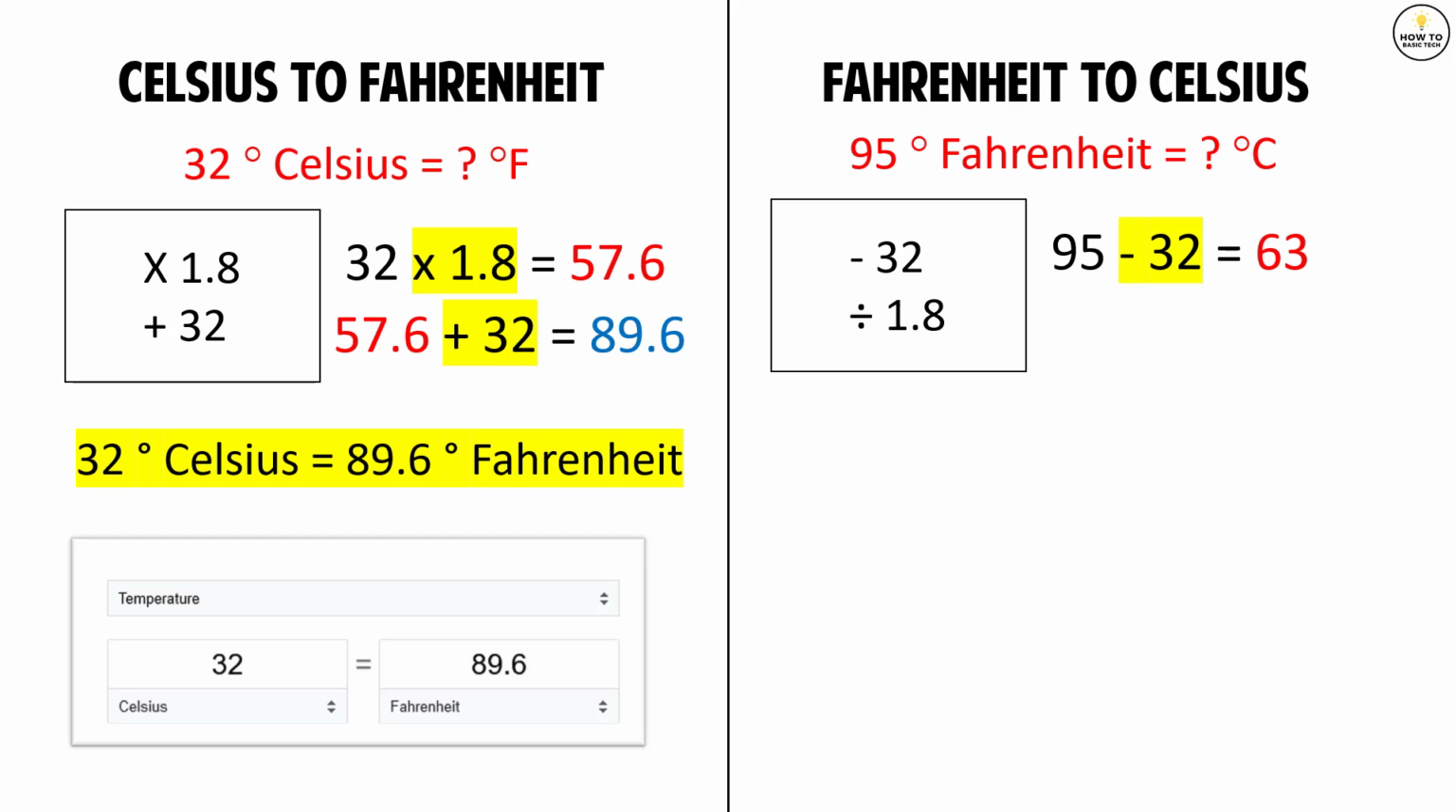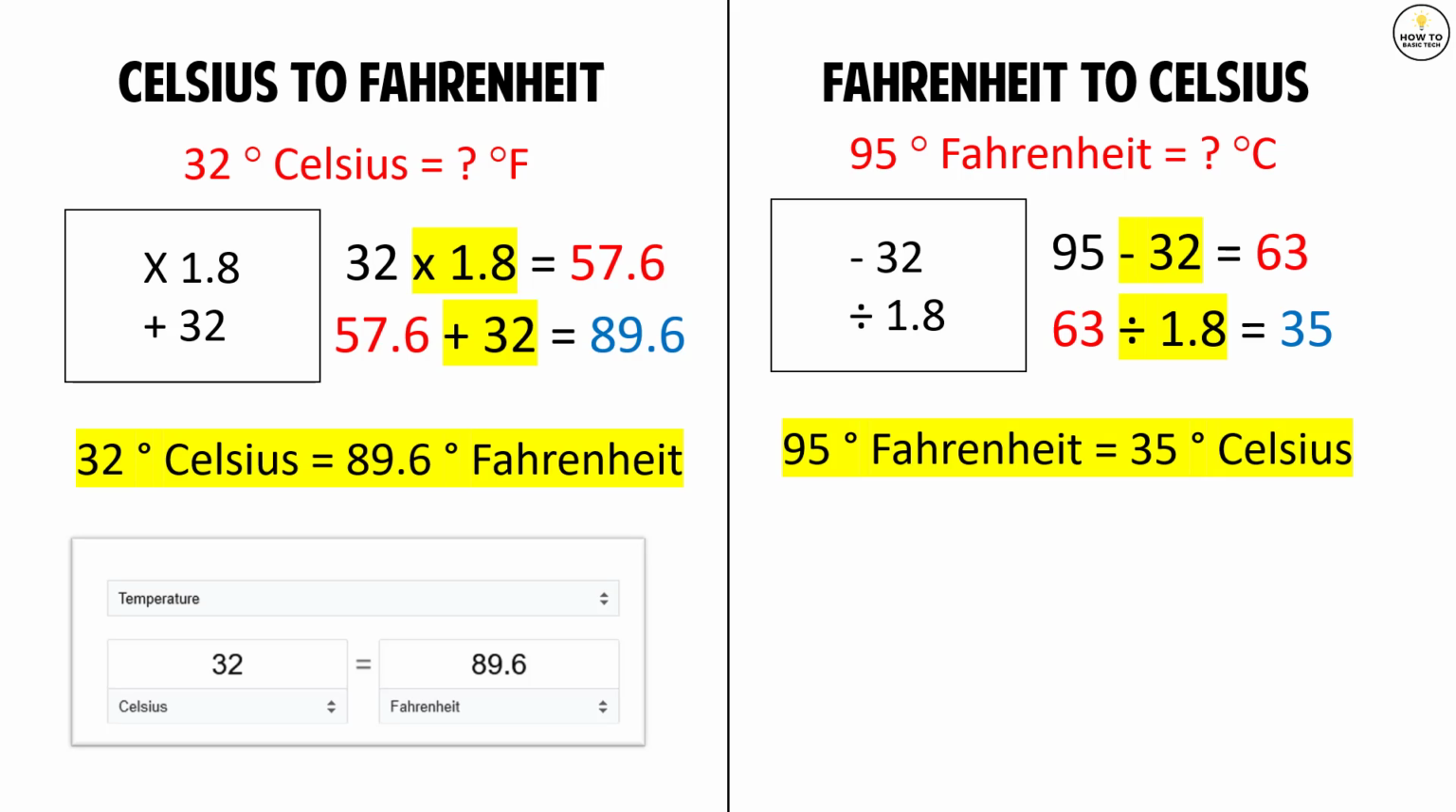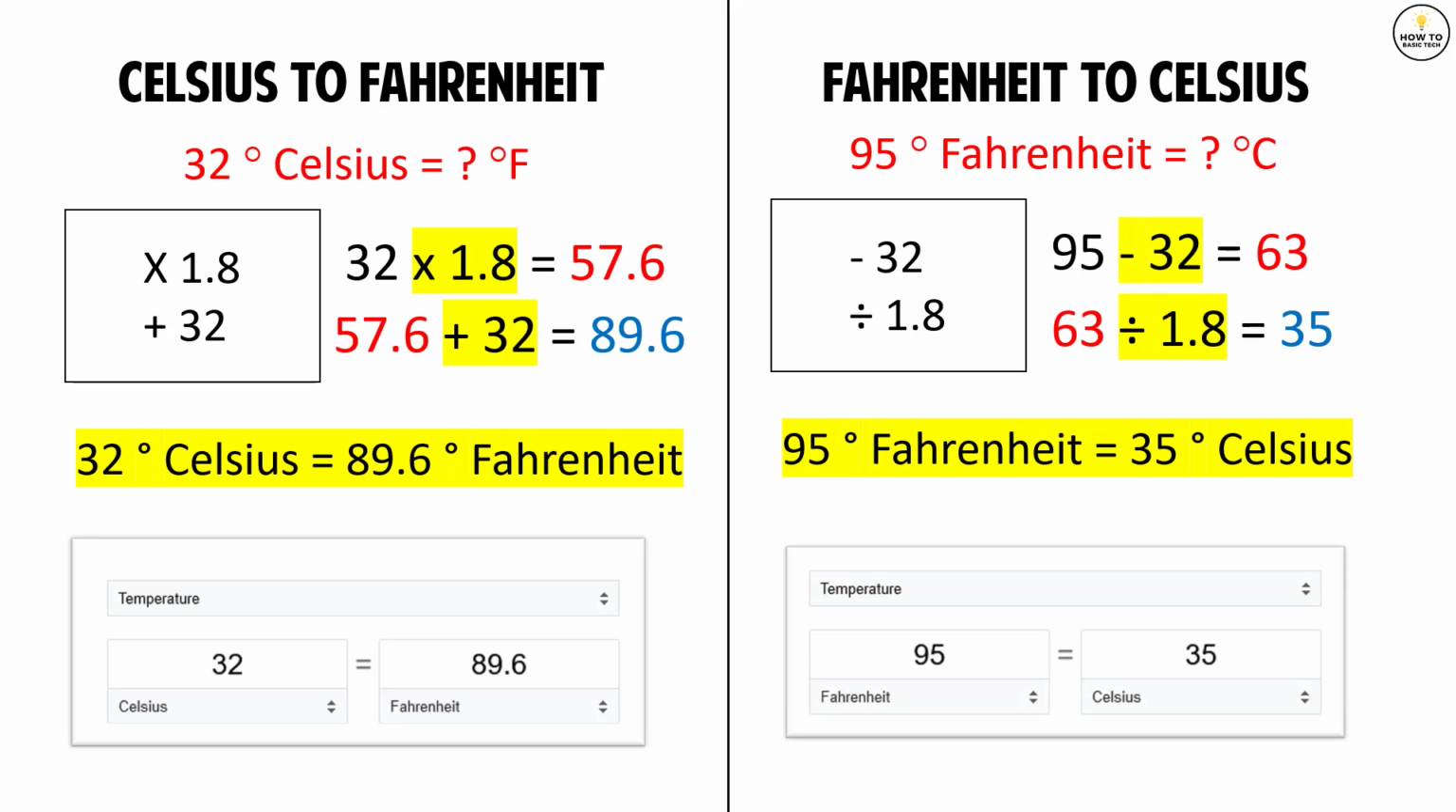So 95 minus 32 is 63. Now let's divide 63 by 1.8, which is 35. So we can say that 95 degrees Fahrenheit is equal to 35 degrees Celsius. If you try this on Google, you will get the same Celsius value.